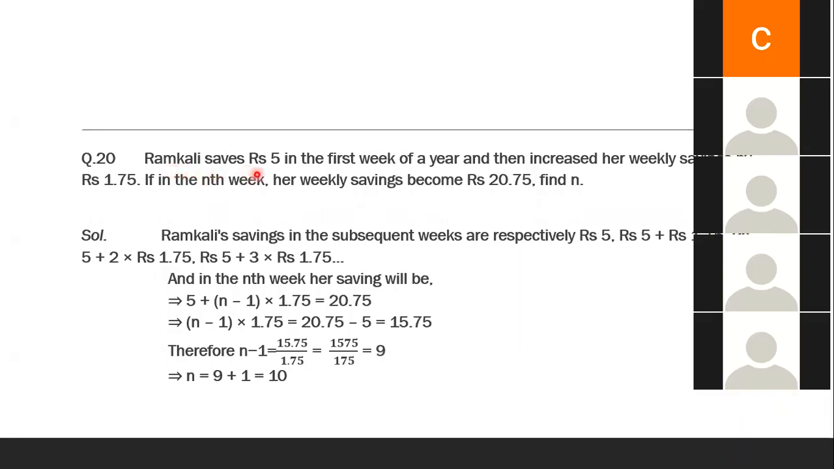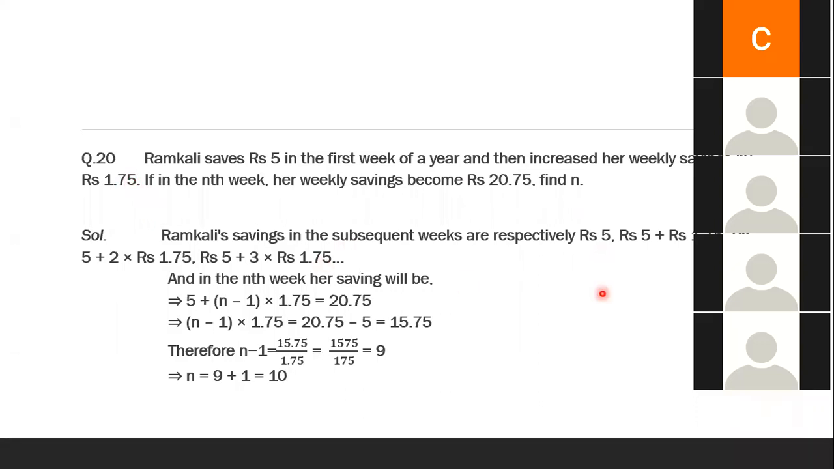Ramkali saves rupees 5 in the first week of a year and then increases her weekly savings by rupees 1.75. If in the nth week her weekly saving becomes rupees 20.75, find the N value. So she started saving every week 5 rupees. So first week it is 5 rupees, and second week, increasing every week 1 rupee 75 paise.